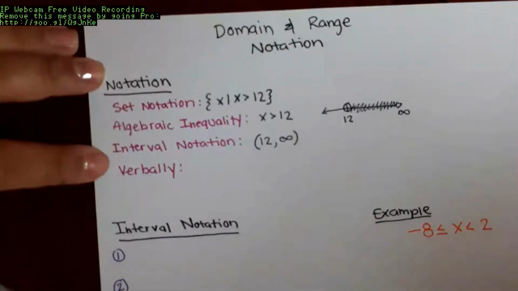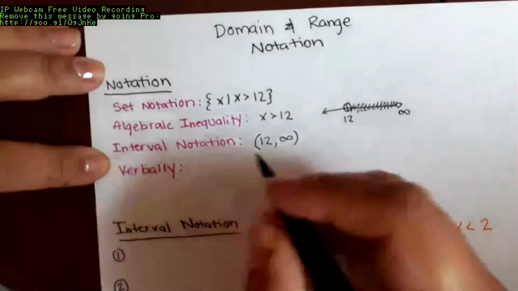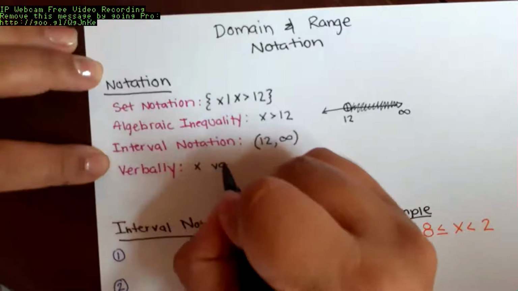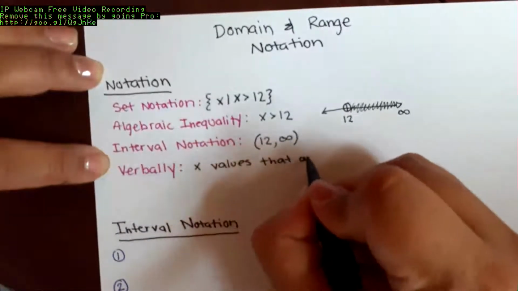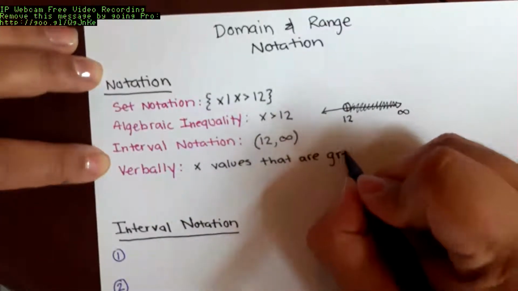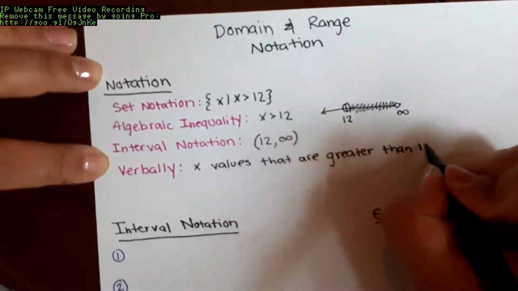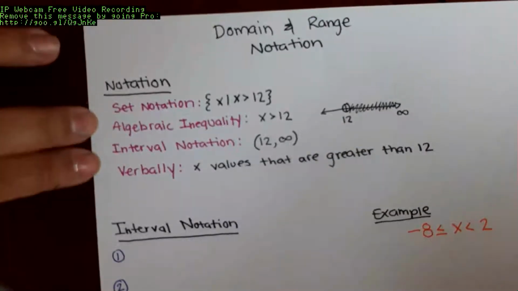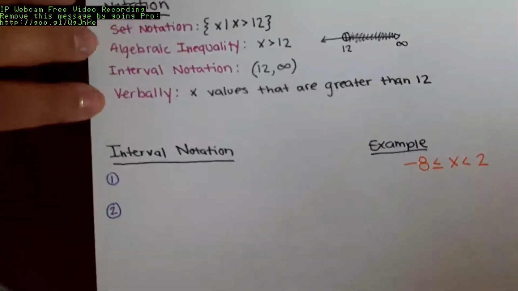So let's just say we wanted to say it verbally. Well, there's different ways that we can say it, but I'm just going to go with our domain would be x values that are greater than 12. And those are the different ways that we can express domain and range. So let's go ahead and look into this interval notation.